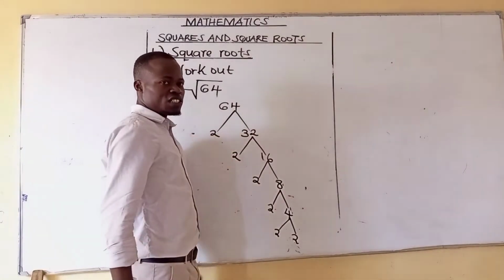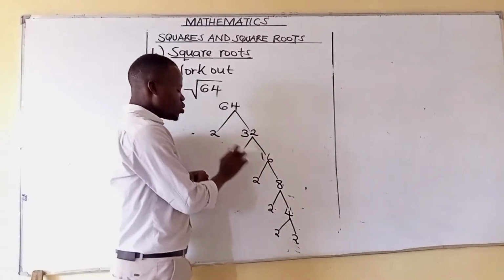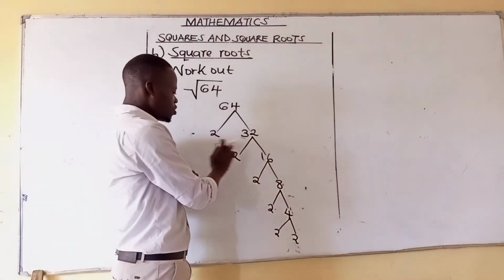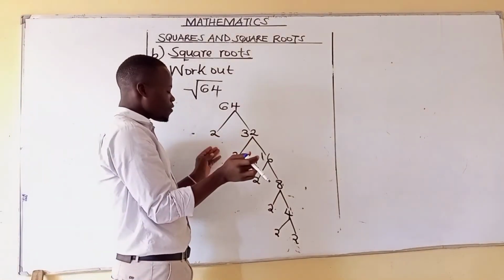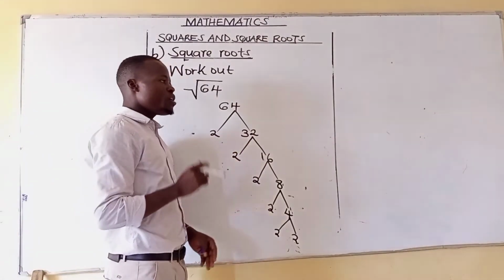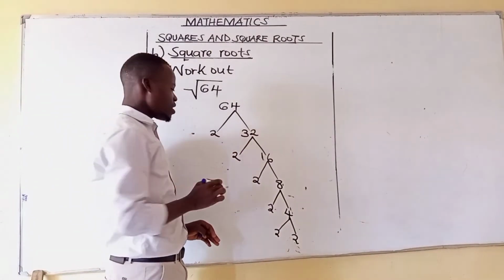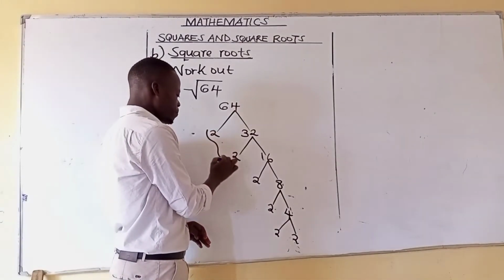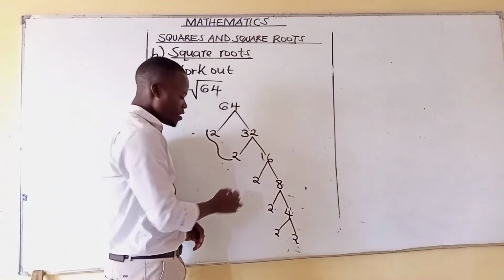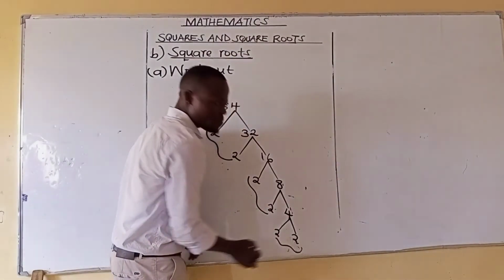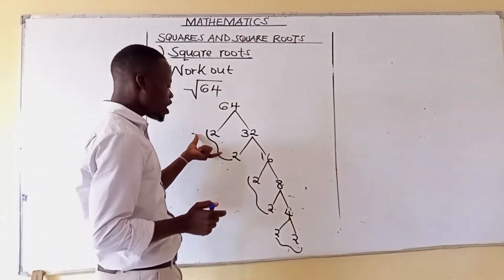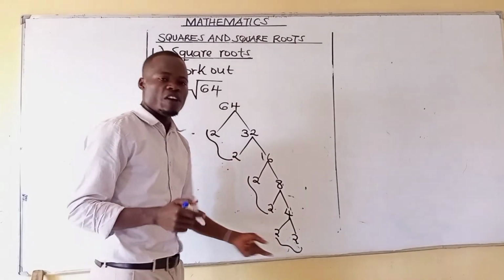Once we are done with that, these are the prime factors. We have 2, 2, 2, 2, 2, 2. We are advised that these prime factors that we have listed here, we group them into pairs. So we have the first pair, that is pair number 1. This is another pair. This is another pair. Remember, a pair is made up of 2 items. So here we have 2 numbers, 2 numbers, 2 numbers. We have paired them.